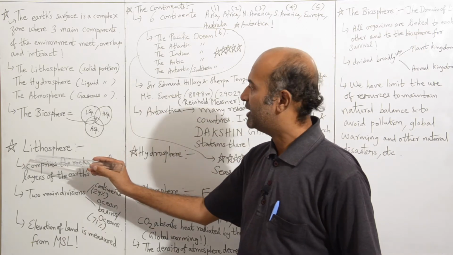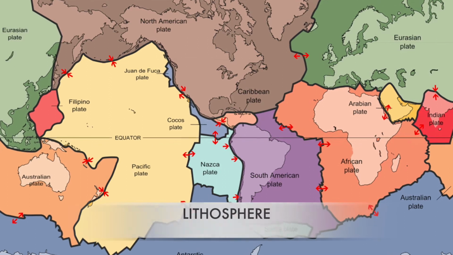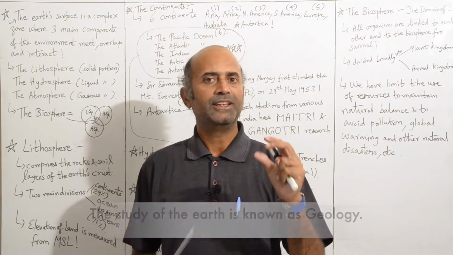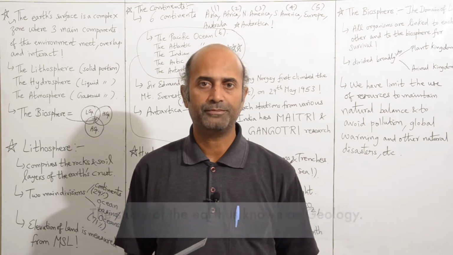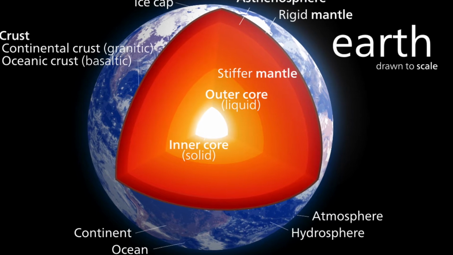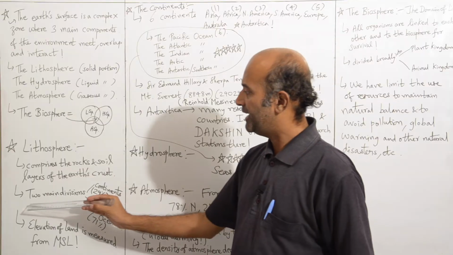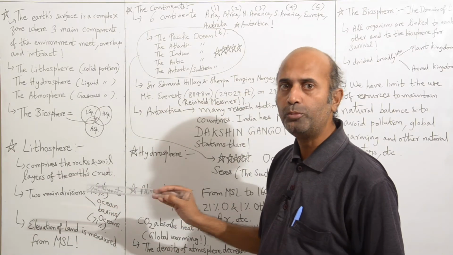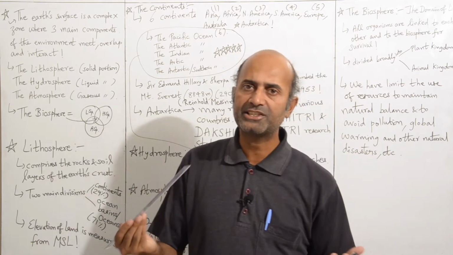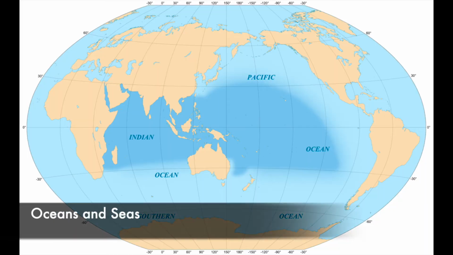Now we'll take a look at the domains in detail. We'll start with the lithosphere. The lithosphere comprises the rocks and soil layers of the Earth's crust. The study of the Earth is known as geology. If you look at the cross section of the Earth, you have the Earth's crust, then the mantle, then the outer core and the inner core. It is mainly divided into two main divisions, namely land and water. The land is divided into continents and the water is divided into oceans and seas.